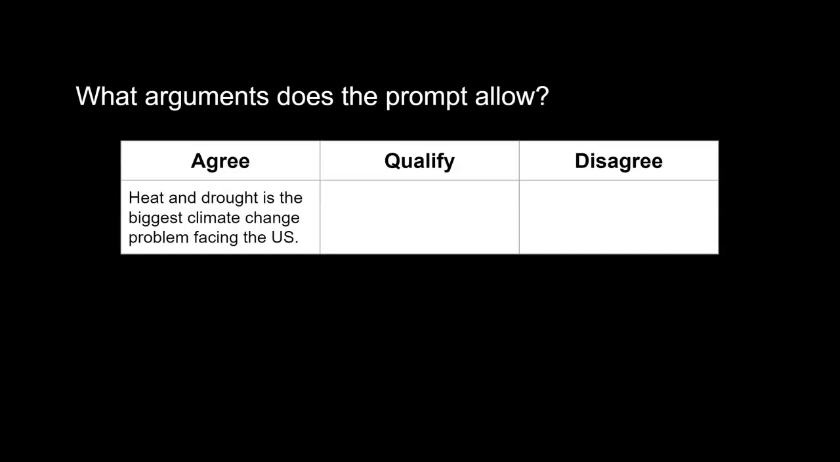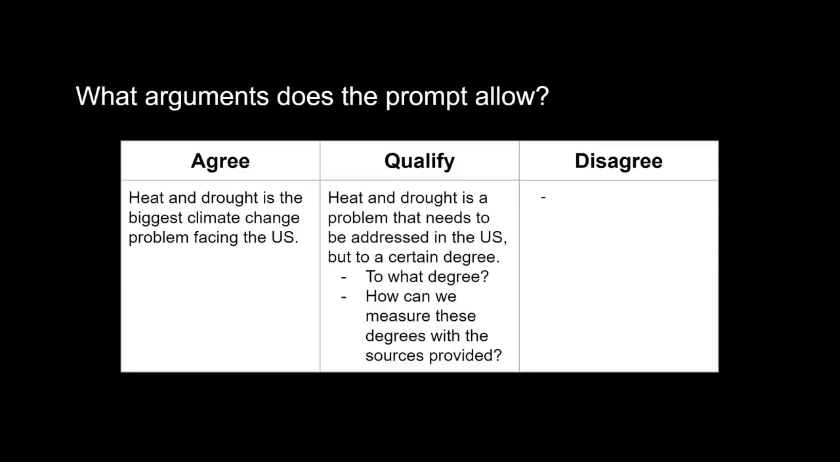If you don't want to agree, but rather qualify, in your thesis, you might argue heat and drought is a problem that needs to be addressed in the US, but to a certain degree. So you're not having a total yes or a total no. You're saying yes and no. You're qualifying. In this argument, you need to explain to what degree you're arguing, and you need to explain how we can measure these degrees with the sources provided. So that's qualifying. It's essentially, in simple terms, being somewhere in the middle.